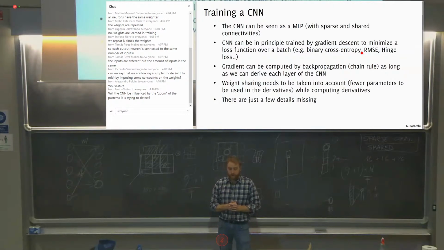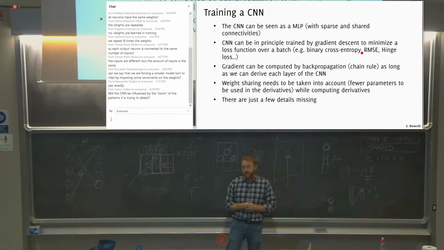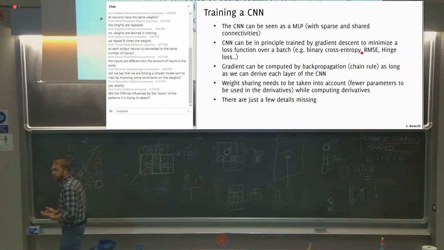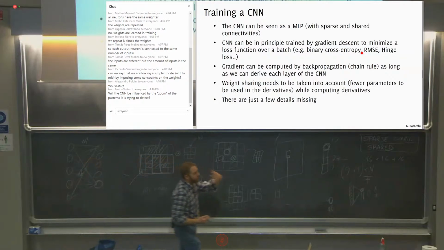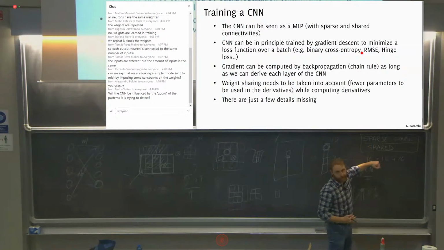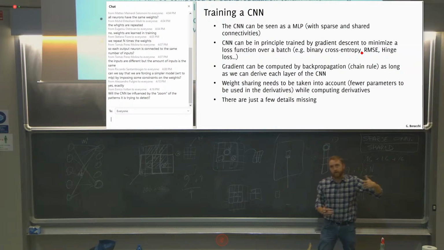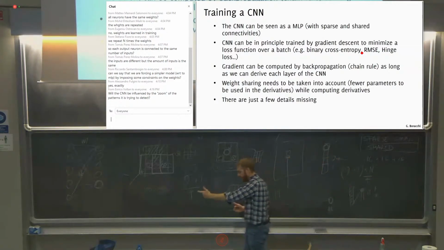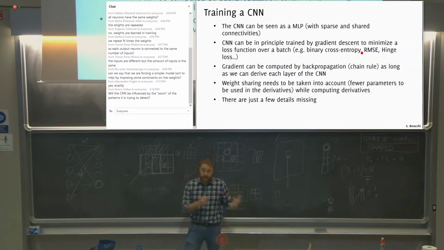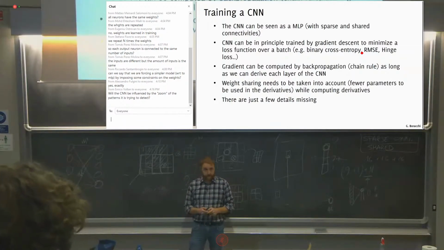Now, for training a convolutional neural network, what you're seeing is that a convolutional neural network can be described as a fully connected neural network with sparse connectivity and shared weights. So if you can compute the final loss over a training set, you can define the weights to minimize your loss with gradient descent, okay?